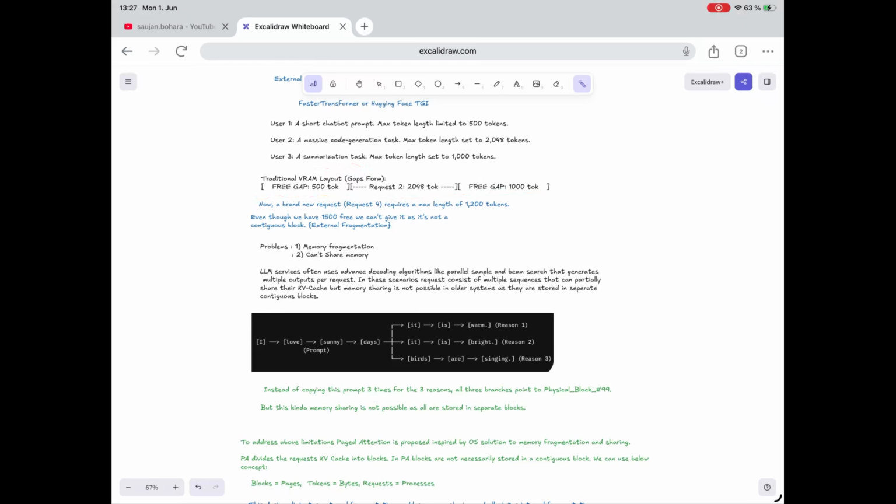Imagine a situation. Say on my left, I have space for 500 tokens, and then there's this block which has been used by another request that is taking 2048 tokens, and then I have another gap that has 1000 tokens.